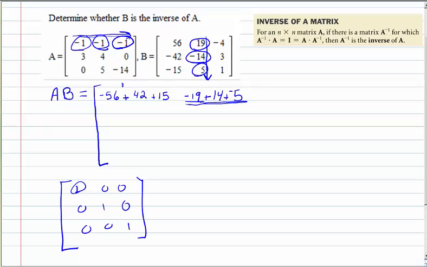Now, since a difference in sign would have made this correct, let me double check my arithmetic. So negative 1 times 19 is negative 19, negative 1 times negative 14 is positive 14, and negative 1 times 5 is negative 5. So I didn't make any arithmetic mistakes, and I can quit because I should get a 0 there if those two matrices are indeed inverses.